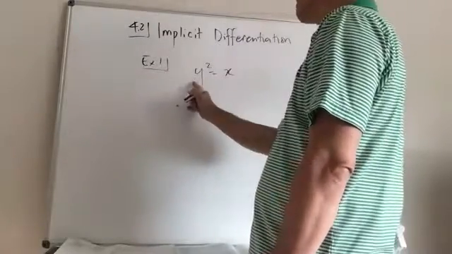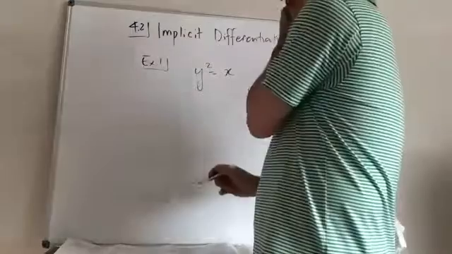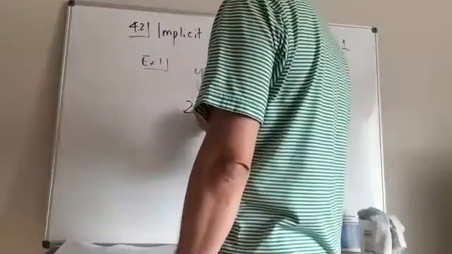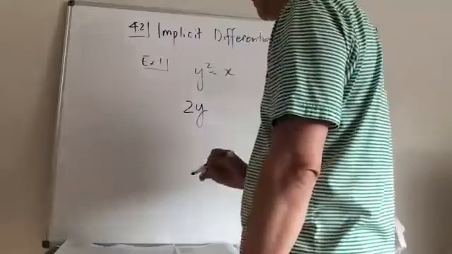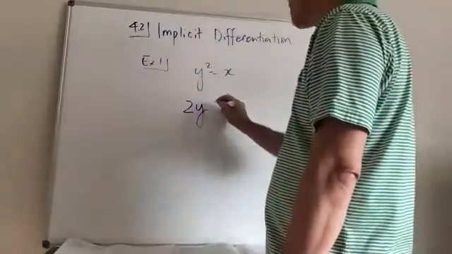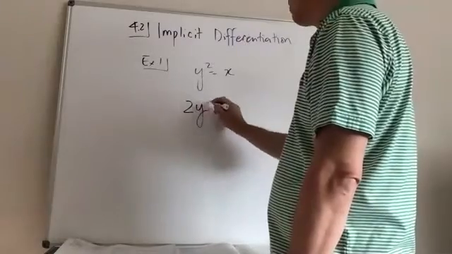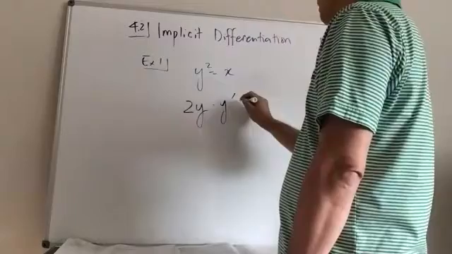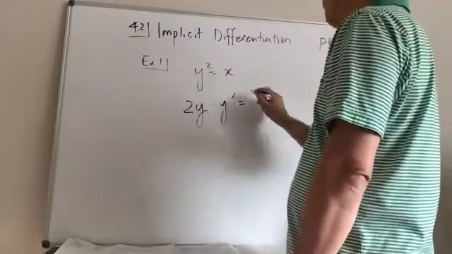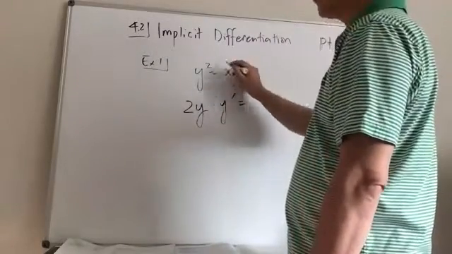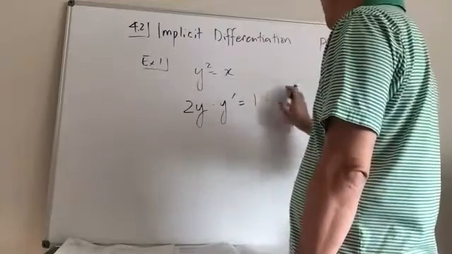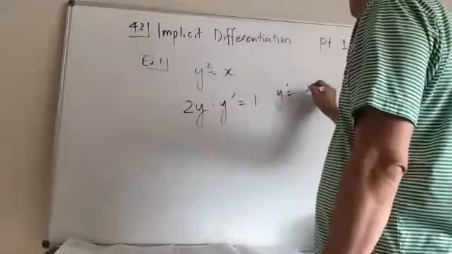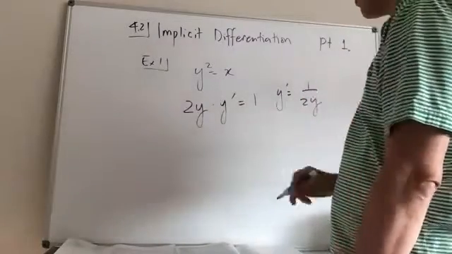So when we differentiate this with respect to x, we use the power rule and say this is 2y. Then we invoke the chain rule, because I have to take the derivative of this y, so it's going to be y prime. Over here on the other side, if I take the derivative of x with respect to x, this becomes 1. So now I can say that y prime is equal to 1 over 2y.